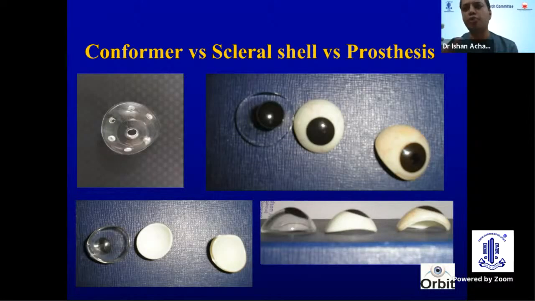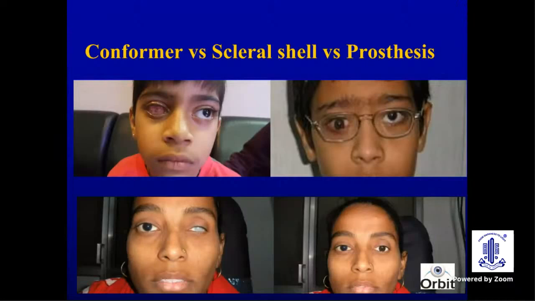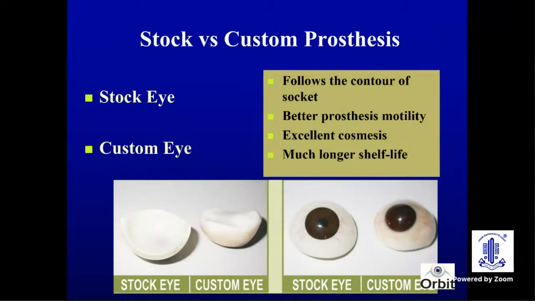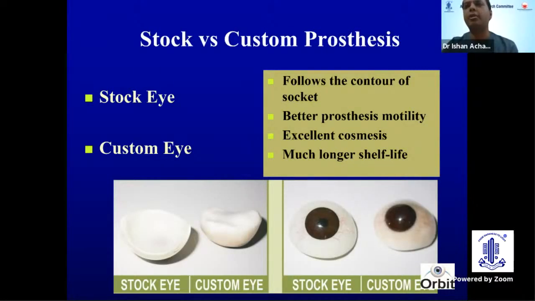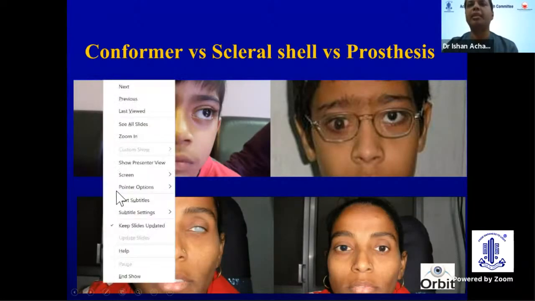Prosthesis can be a stock eye or a custom-made eye. The advantages of a custom eye are that it follows the contour of the socket, gives better prosthetic motility, excellent cosmesis, and a much longer shelf life, and it is made by an oculist. Here this patient has a conformer in place, this patient has a transparent shell, and this patient has an opaque shell in place.